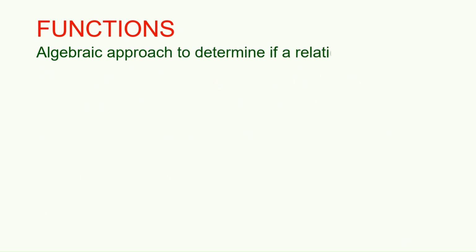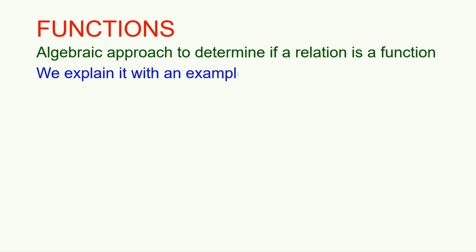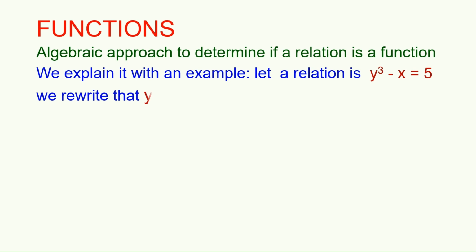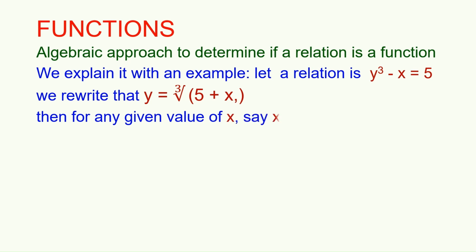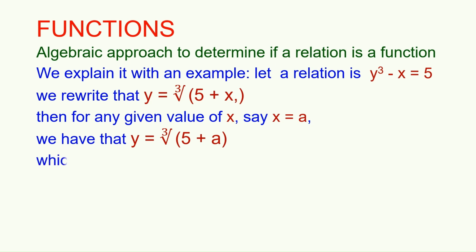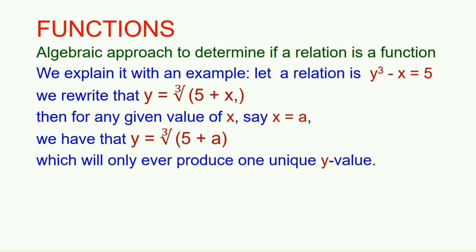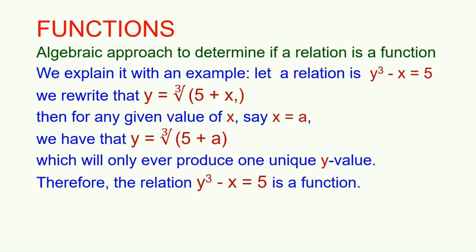Algebraic approach. To determine if a relation is a function, we explain it with an example. Let the relation be y cubed minus x equals 5. We rewrite that as y equals the cube root of 5 plus x. Then for any given value of x, say x equals a, we have y equals the cube root of 5 plus a, which will only ever produce one unique y value. Therefore, the relation y cubed minus x equals 5 is a function. In fact, it is a one-to-one function.